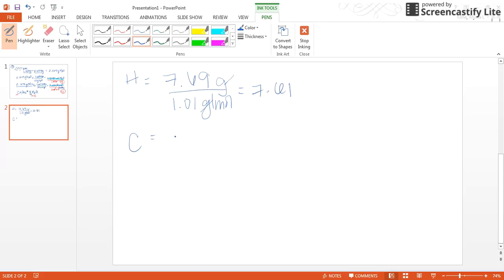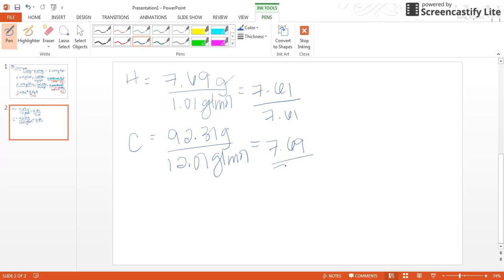Then we're going to do the same thing with carbon. With carbon, we have 92.31 grams. Divide that by 12.01 grams per mole. We go ahead and divide those out, and we're looking at 7.69. Now, we're going to divide both of them by the smaller of the two, which is 7.61. So this one's going to equal 1.